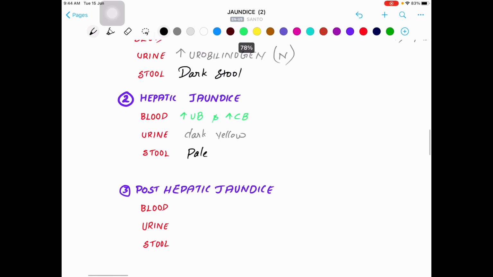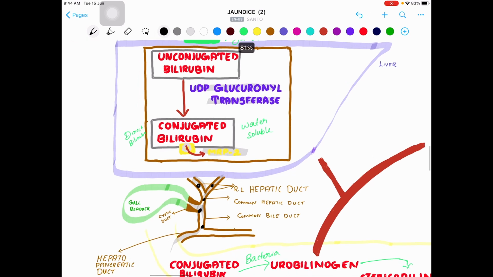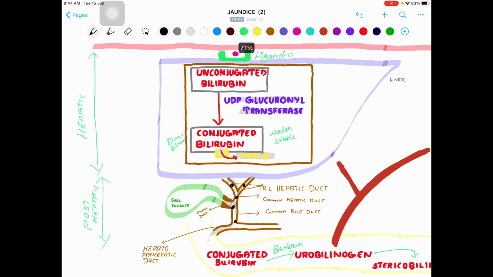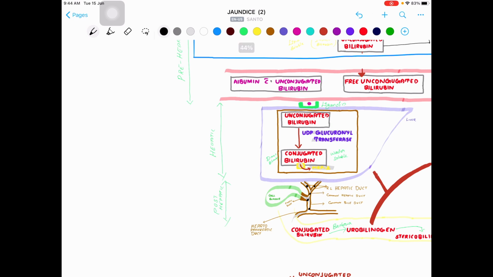So now let's move and discuss post-hepatic jaundice. Here, it happens due to the obstruction of the biliary tract. If this biliary tract is obstructed for any reason, maybe due to some tumor or maybe due to some gallstones, then the conjugated bilirubin won't be allowed to come to the intestine, right?